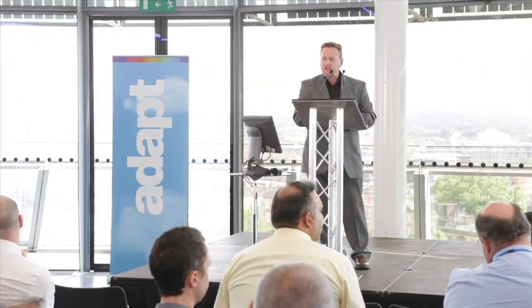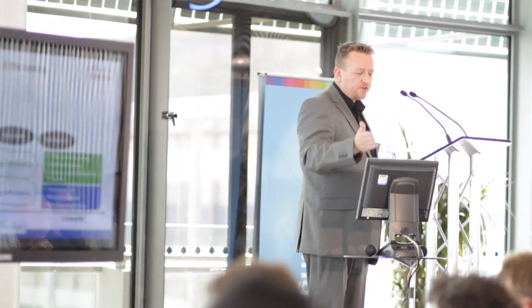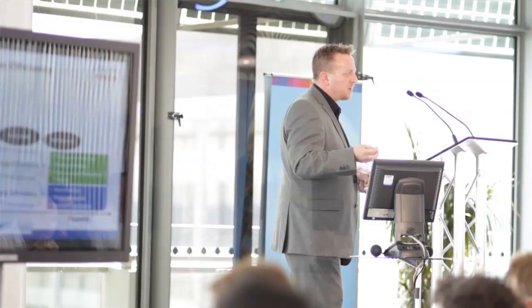So this journey that many of our customers are taking, and that many customers are relying upon Adapt to take, starts on the left-hand side with centralization, consolidation. We go through that, which allows us to rationalize and standardize. This is all about reducing cost and improving efficiency. Once we've been through that virtualization process, we can then look at both storage and service automation.